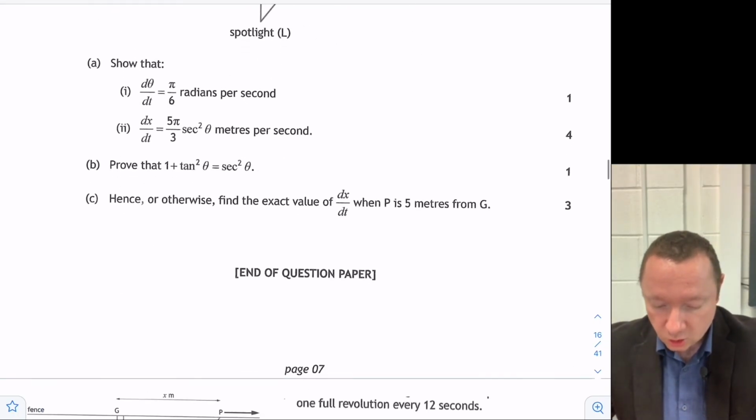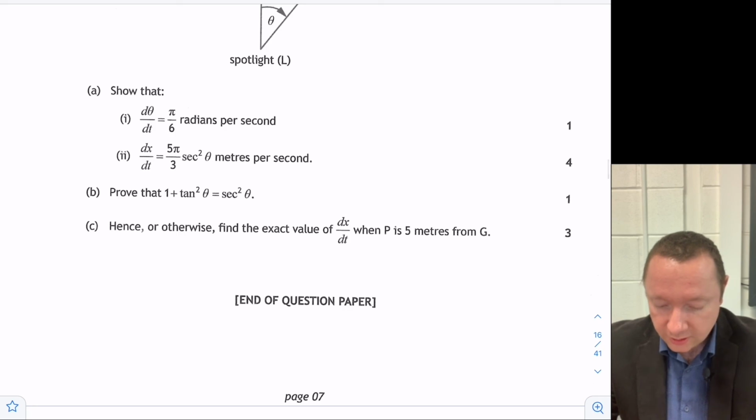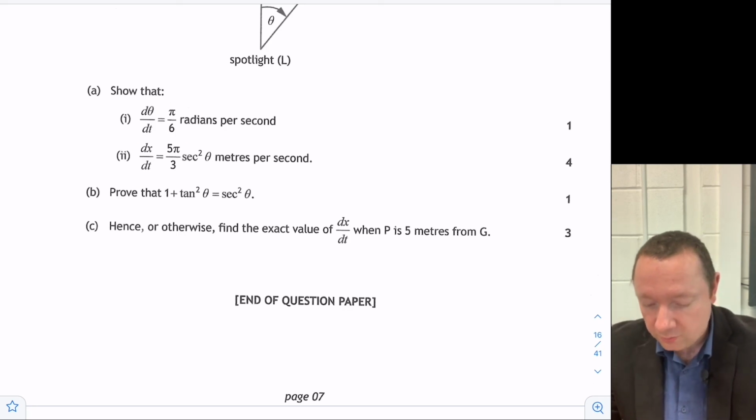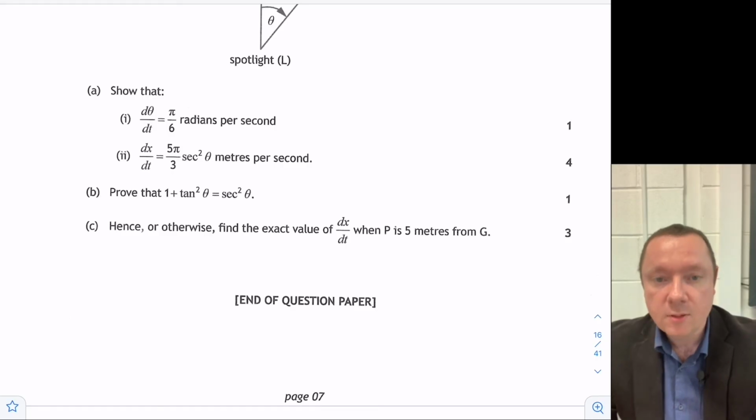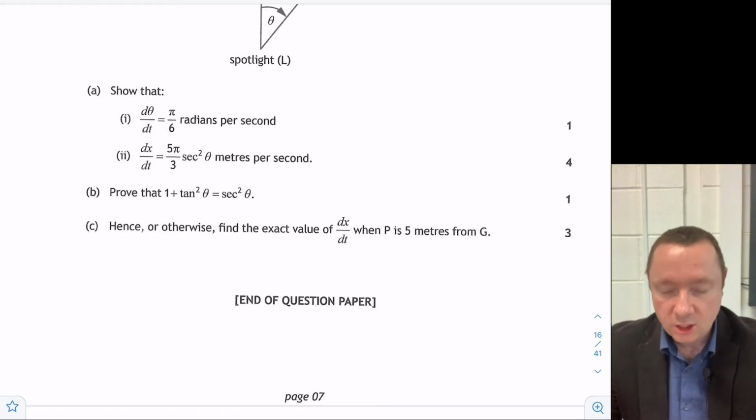The first one says, show that d theta by dt equals pi over 6 radians per second, and then dx by dt is 5 pi over 3 sec squared theta metres per second. We're then going to prove an identity and then find the exact value of dx by dt. So let's go straight into question A.